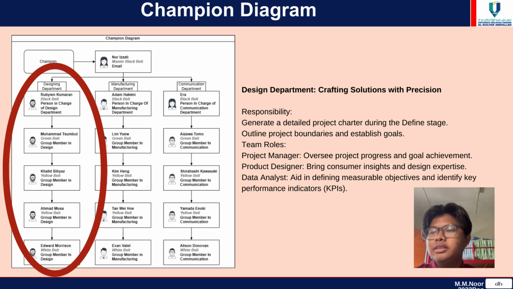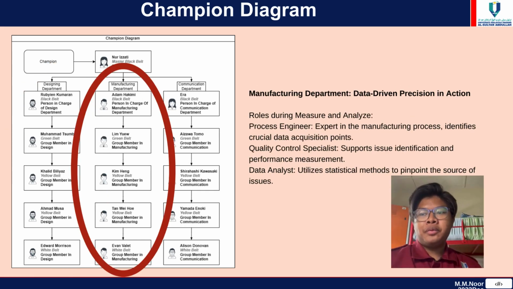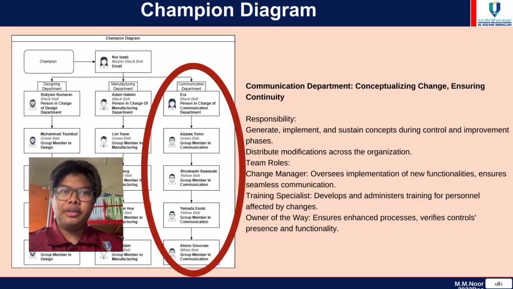This is the design department part. Their responsibility is to generate a detailed project charter during the define stage. Also, they need to outline project boundaries and establish goals in our project. Next part is the manufacturing department. There are 3 main experts in the department, which are process engineer, data analyst, and quality control specialist. And the third department is the communication department. Their responsibility is to generate, implement, and sustain concepts during the control and improvement phases.